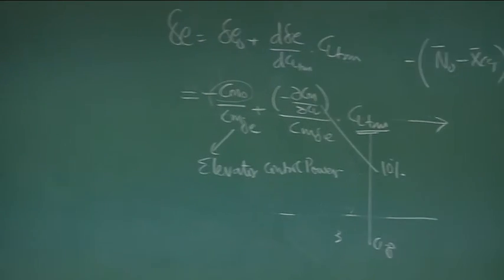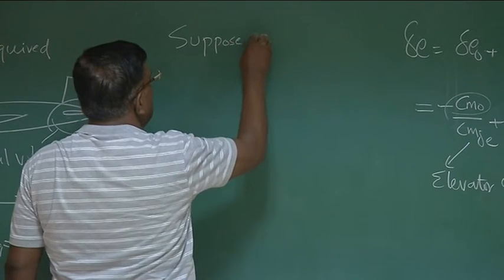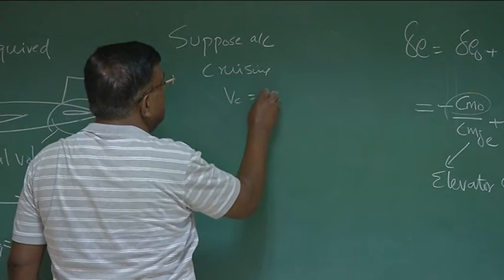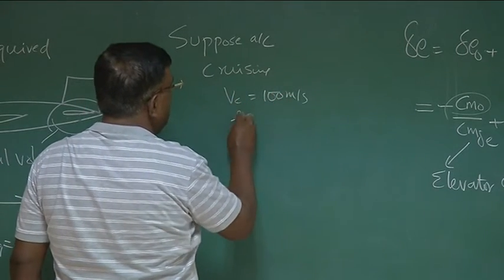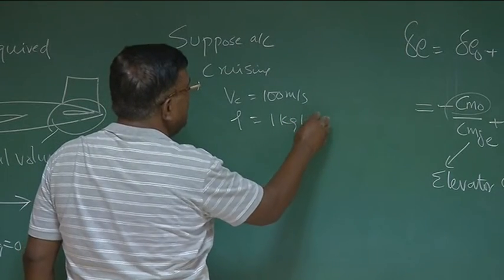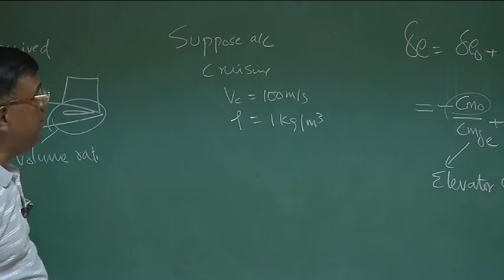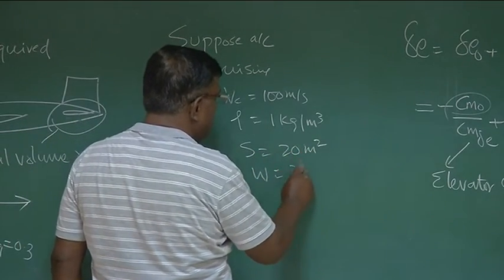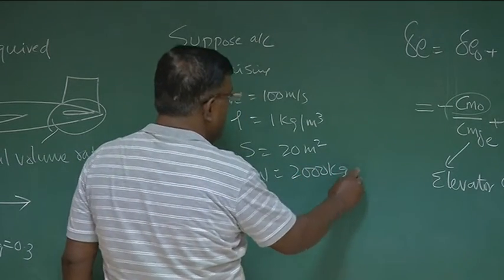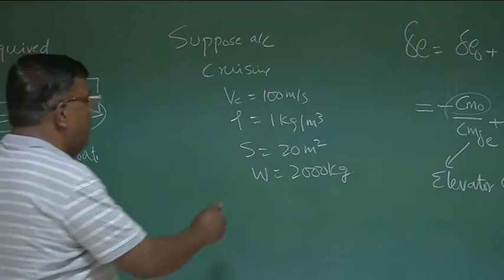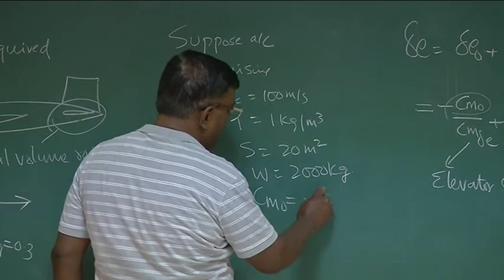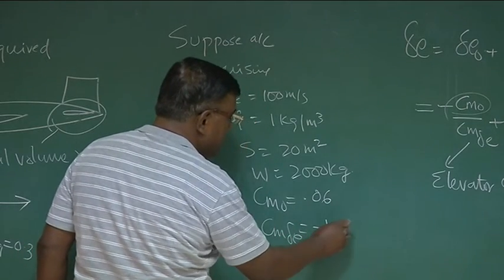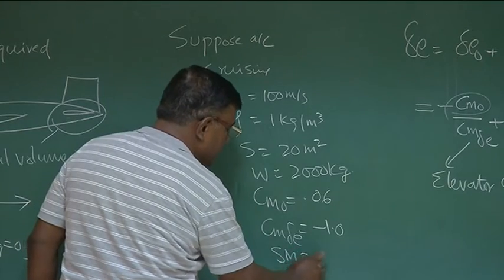It reminds me of another problem we should also now discuss. Suppose an aircraft is cruising such that V cruise is 100 meters per second, rho is 1 kg per meter cube, that is that altitude where density of air is 1 kg per meter cube. Let's say S is 20 meters square, W is 2000 kg, right? And Cm naught is 0.06, Cm delta E is minus 1.0, and static margin is 10%.